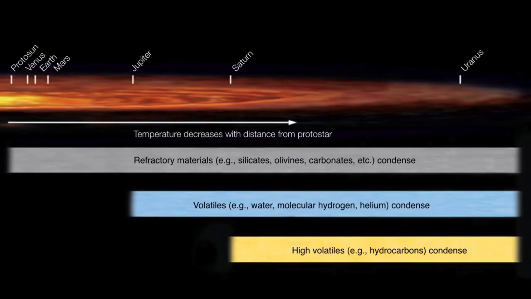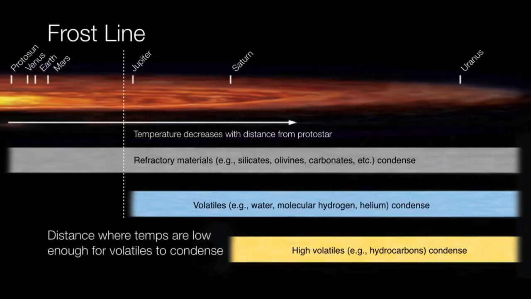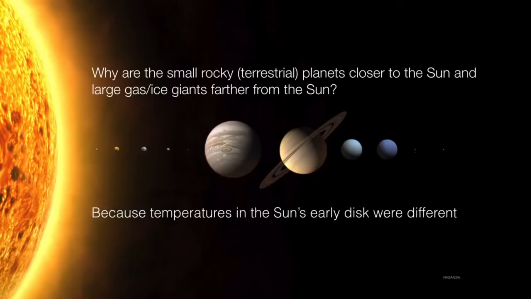The point where the temperatures drop low enough is called the frost line. It's really just the distance where the temperatures are low enough for volatiles to condense. So why are the small rocky terrestrial planets closer to the sun and the large gas and ice giants farther from the sun? It's because of that temperature difference. It is only in the outer solar system where these large planets can form because they have an abundance of both refractory materials and volatiles. However, inside the solar system where the terrestrial planets live, there are only refractory materials to build with.